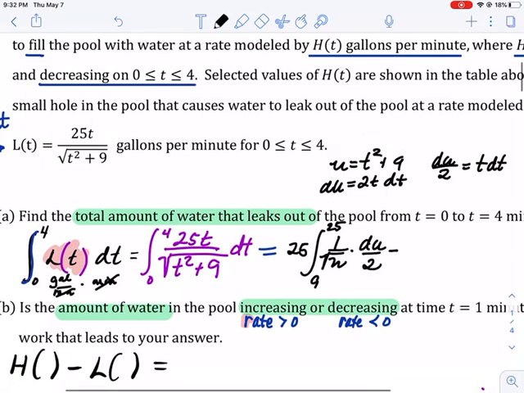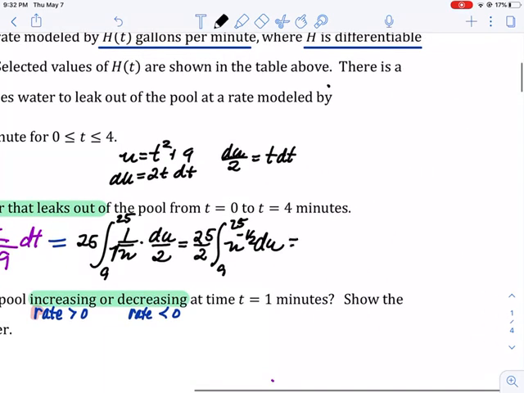Now I'm going to clean things up a little bit: 25 over 2 out front, and then the integral of u to the negative 1/2 du, from 9 to 25. When we integrate this, we leave the constant 25 over 2 out front, and then we get u to the 1/2 over 1/2.